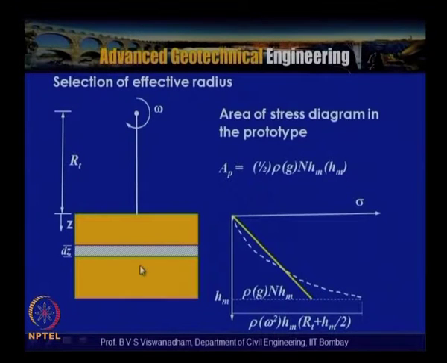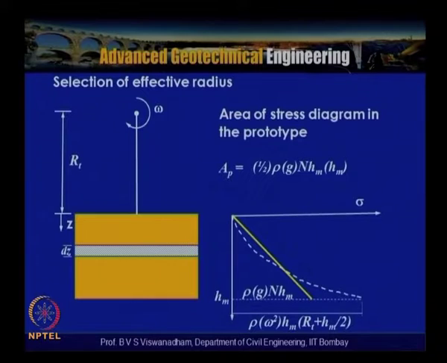This could be understood because of the increasing gravity level at this depth, so an over stress is possible. In order to determine this, following the same principle, the small stress d sigma v can be found by writing d sigma v equals rho into omega square z into dz, and from there, by integrating from 0 to hm, we get rho omega square hm into RT plus hm by 2.